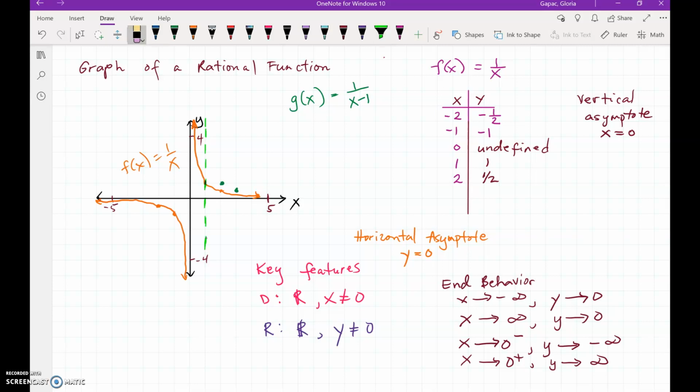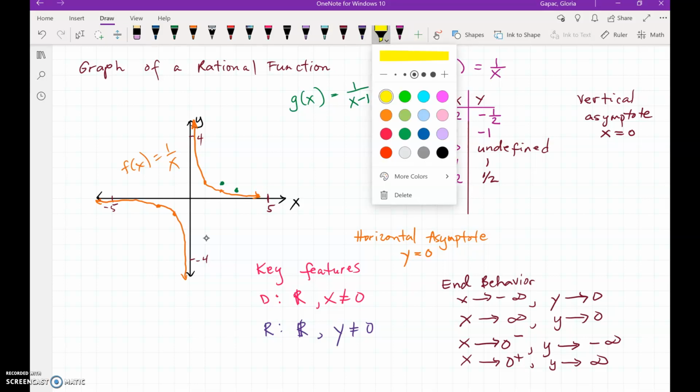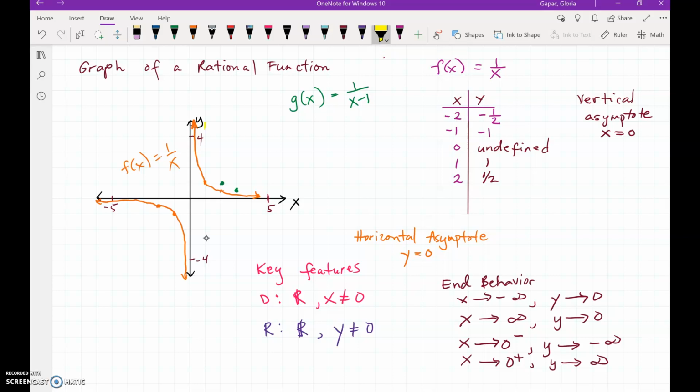Okay, let me use a different color instead of that because my points are already green. Okay, let me redo this. So this is the location of my new vertical asymptote, which as an equation is now x is equal to 1. Earlier from the parent functions, we have x is equal to 0. So notice what happened with the vertical asymptotes too. Okay, and then let me continue plotting the points.